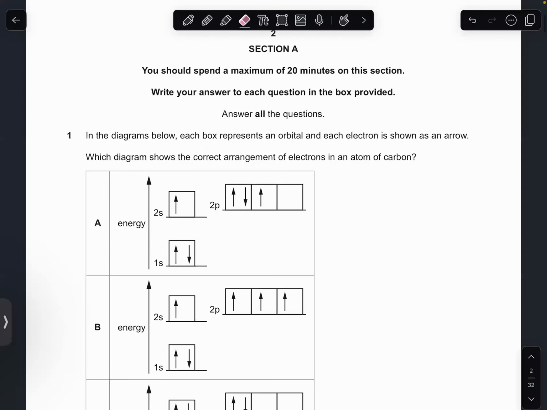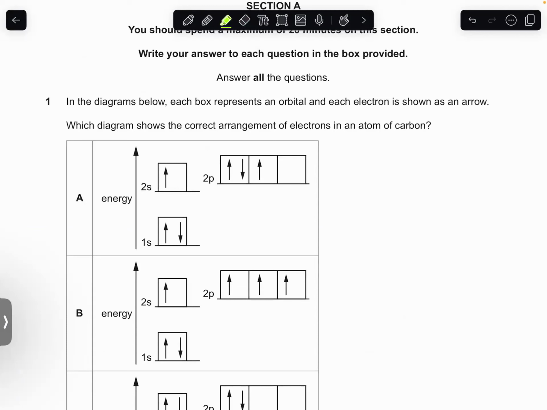Question 1. In the diagrams below, each box represents an orbital, and each electron is shown as an arrow. Which diagrams show the correct arrangements of electrons in an atom of carbon? You see, carbon has 6 electrons. That's the atomic number of 6.